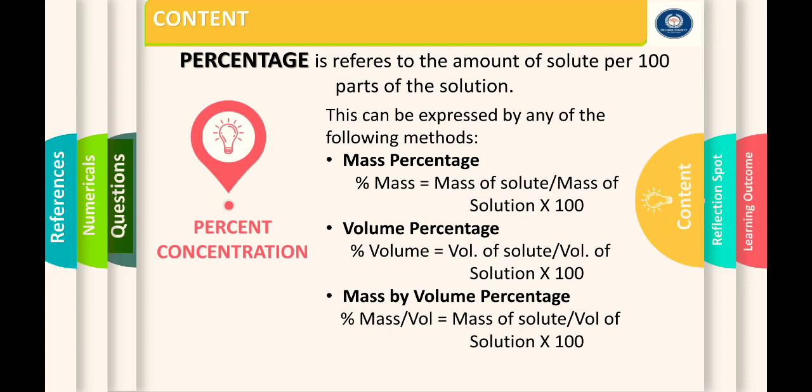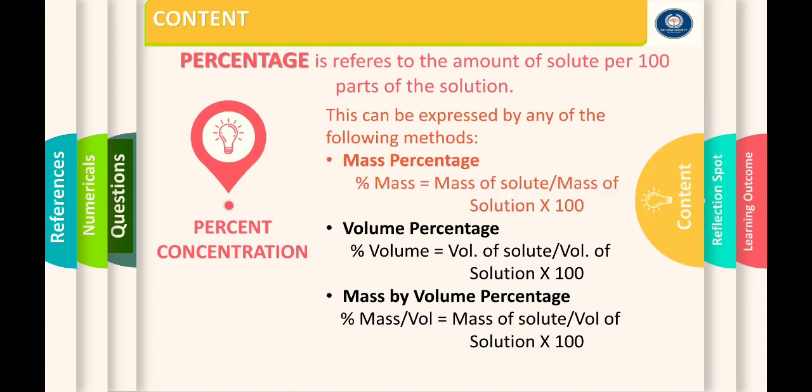First of all, the first point is the percent concentration. Before starting this, I want to clear the concept of percentage. Actually, percentage refers to the amount of solute per 100 parts of the solution. This can be expressed by any of the following methods. There are three different methods: mass percentage, volume percentage, and mass by volume percentage.